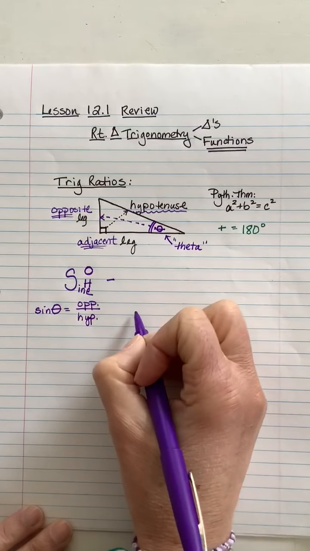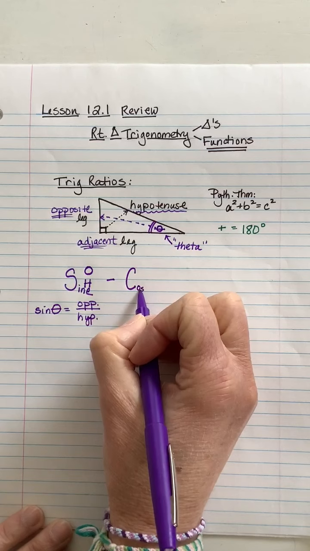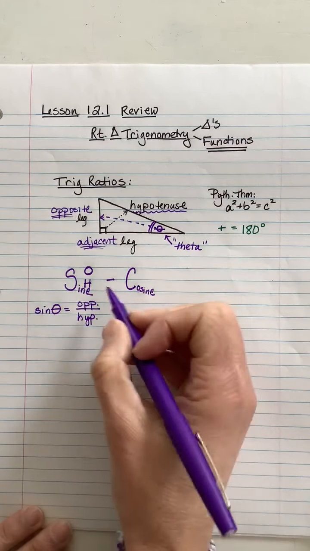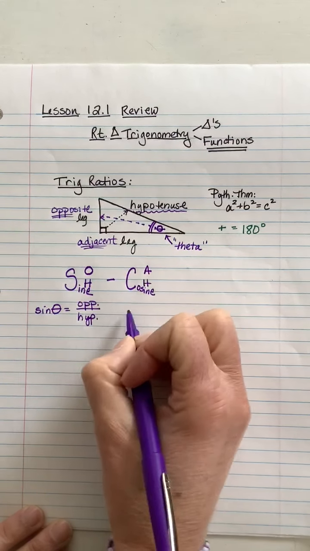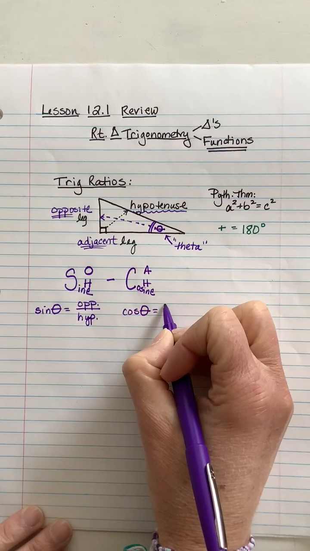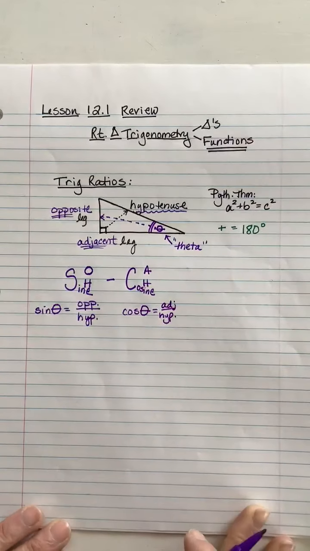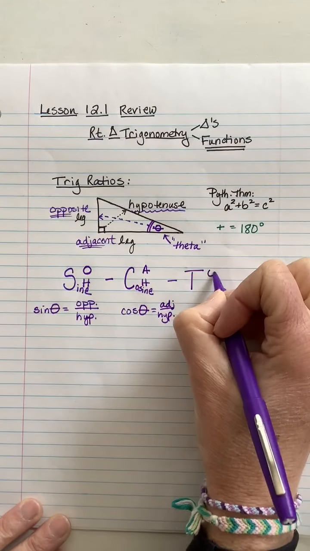Then, of course, we've got cosine. Cosine of any angle in the triangle is going to be equal to adjacent over hypotenuse. And then, of course, our last one is going to be tangent.